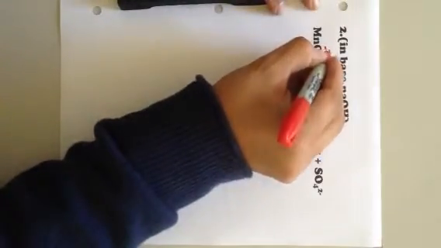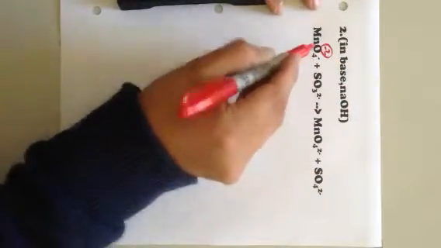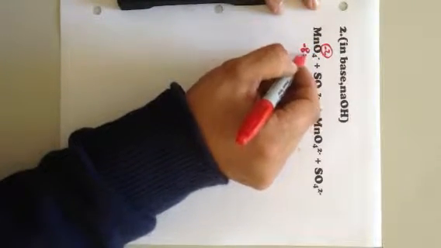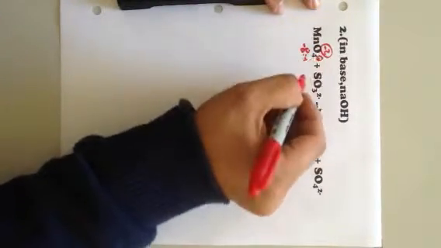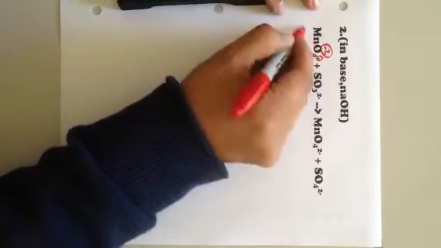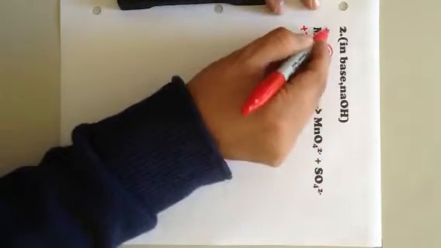Okay, so what you have to do first is find the oxidation number of everything. So let's get started. Let's actually do this in red. The oxidation number of oxygen is normally -2, times 4 is -8. The total charge has to be -1 because you see that charge there. So what does Mn have to be? It has to be +7.